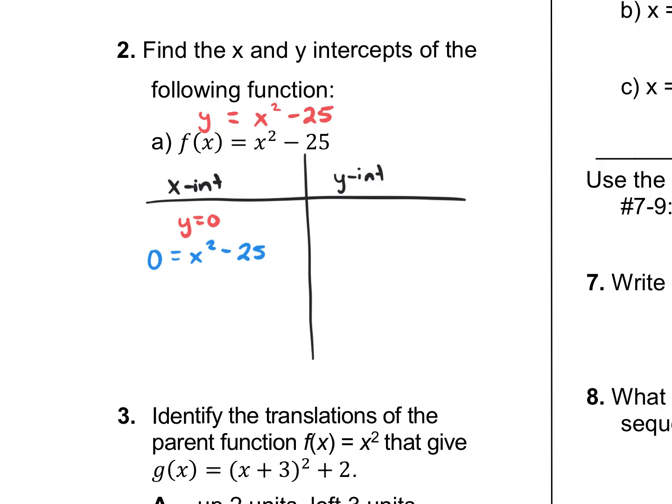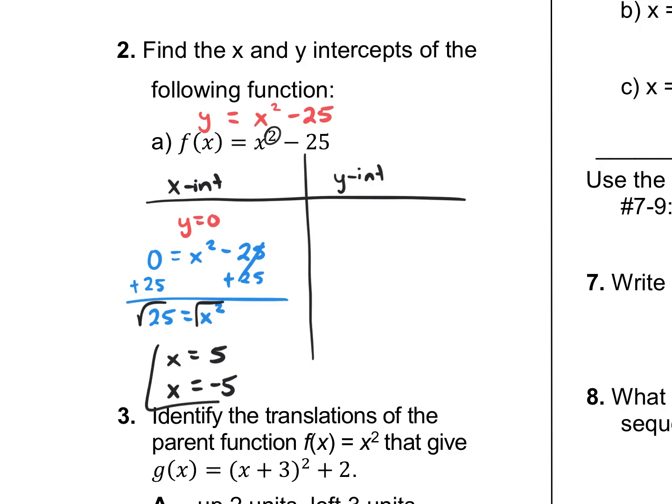What is our goal from here? What do we want to do? We want to get x by itself. What should I do first? Add 25. So I get 25 equals x squared. Square root. Yeah, the opposite of a square is a square root. So what is the square root of 25? 5. How many answers should I have here? 2. Because it's a square root. Yeah, we're taking the square root, right? And if we ever see this squared, we know we're going to have 2 x-intercepts. Okay, so our answers are x equals 5 and x equals negative 5. Good.